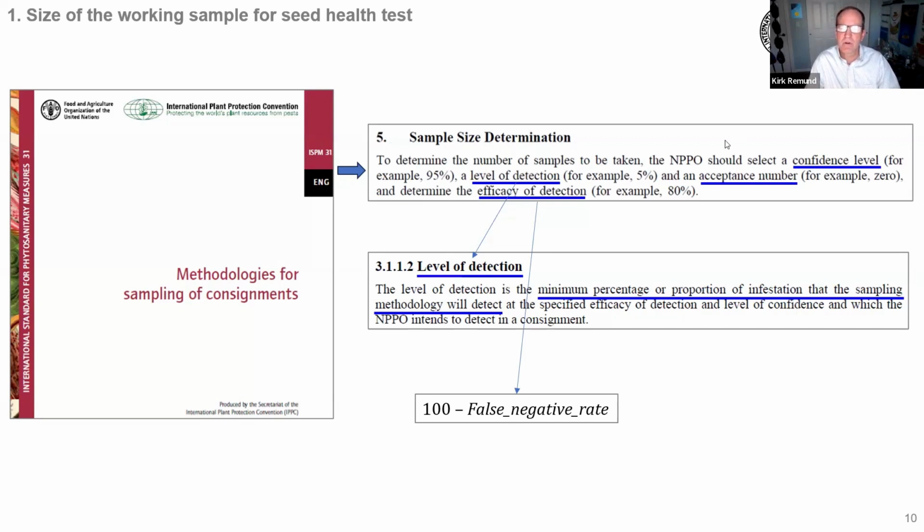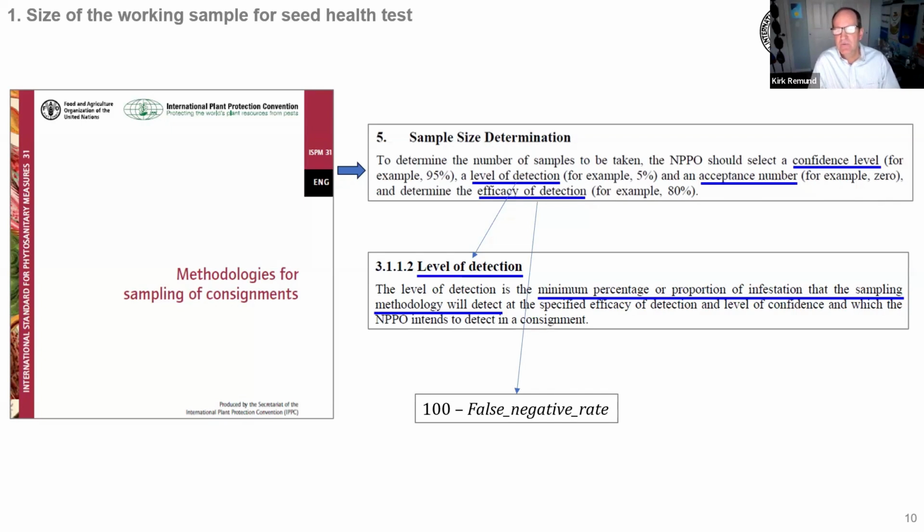Also, what's the acceptance number? Now, what are we talking about here? This is the acceptance number in the sample. How many detections can we have in the sample? And quite often we use zero. We call that a zero tolerance plan for a seed health test. That's what we can actually see in the sample and still make that confidence statement about that lot.